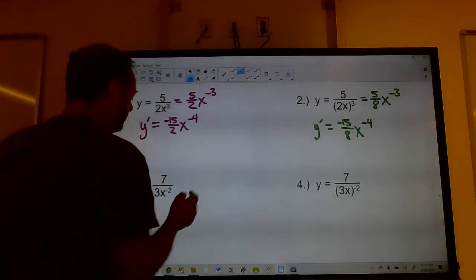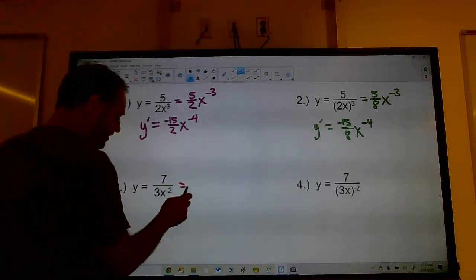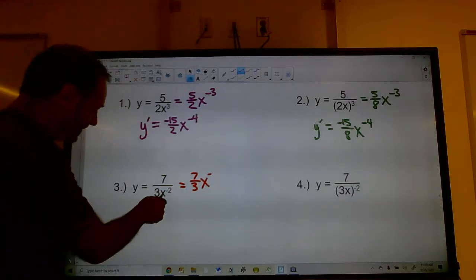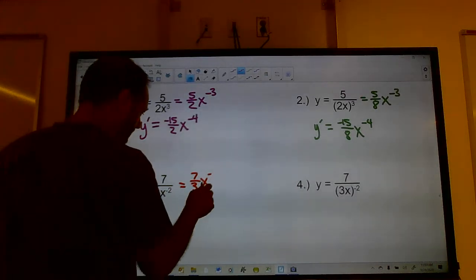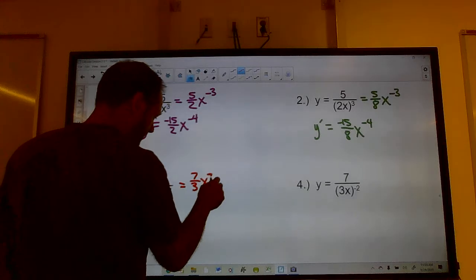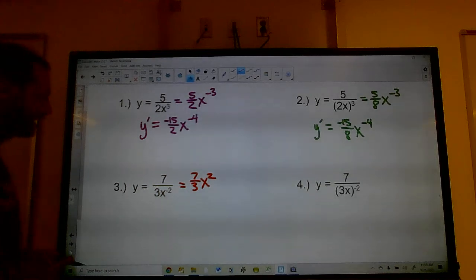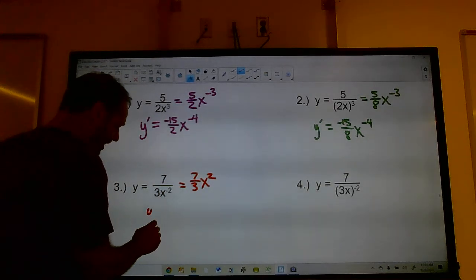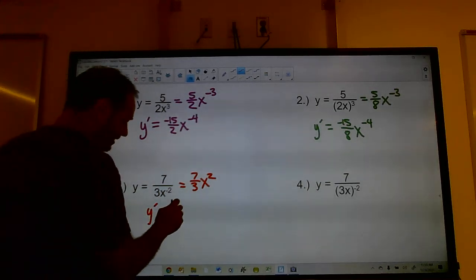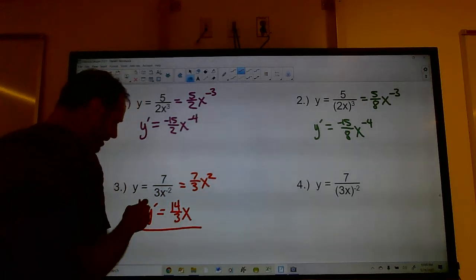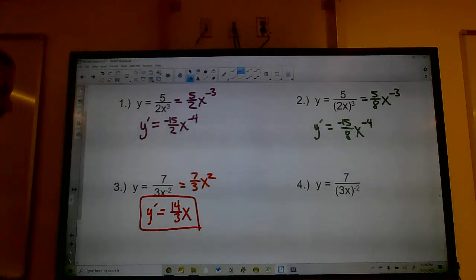Okay, so here's what I would do with this one. I would change this to 7/3 x to the, that's a negative power on the top. So if I put it on the top, that's just x squared. Watch out for that one, that's tricky. And then y prime is going to be 14/3 x to the first power. Done.